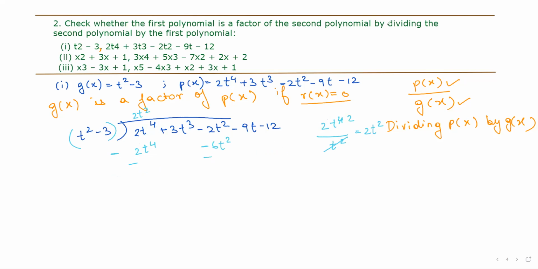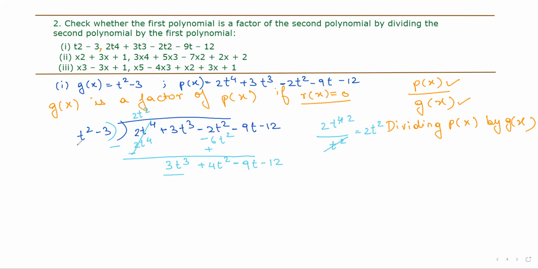Let me just rearrange this. 2t to the power 4 minus 6t square. Subtraction, sign change, and you'll end up with these terms getting cancelled. 3t cube minus 2t square plus 6t square is plus 4t square. Pay proper attention to signs, addition and subtraction over here.